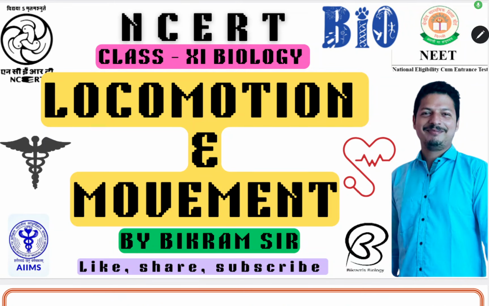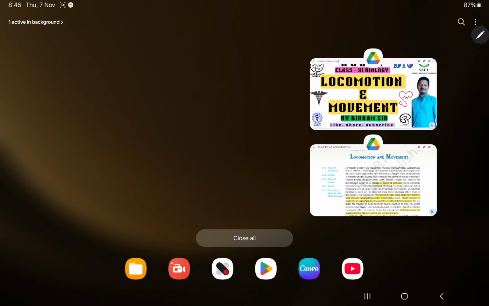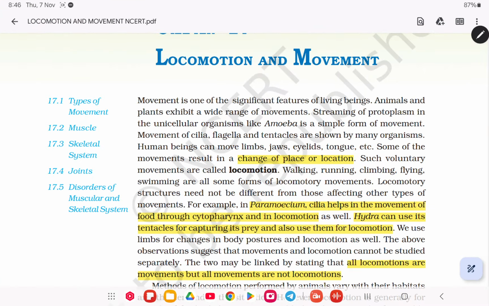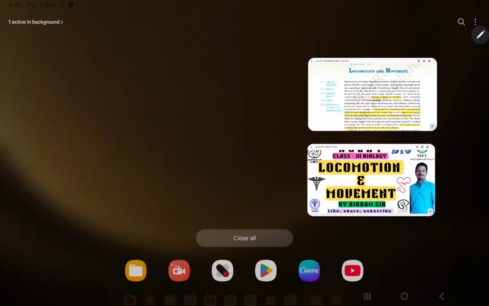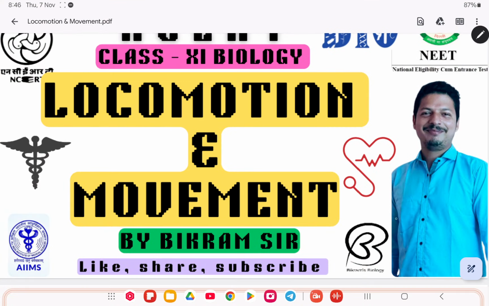Hello students, today I bring for you a new chapter, and that is locomotion and movement. In this chapter, we are going to cover important topics like types of movement, muscle, skeletal system, joints, and disorders of the muscular and skeletal system. We will cover NCERT as well as this PDF. Okay, so let's start.